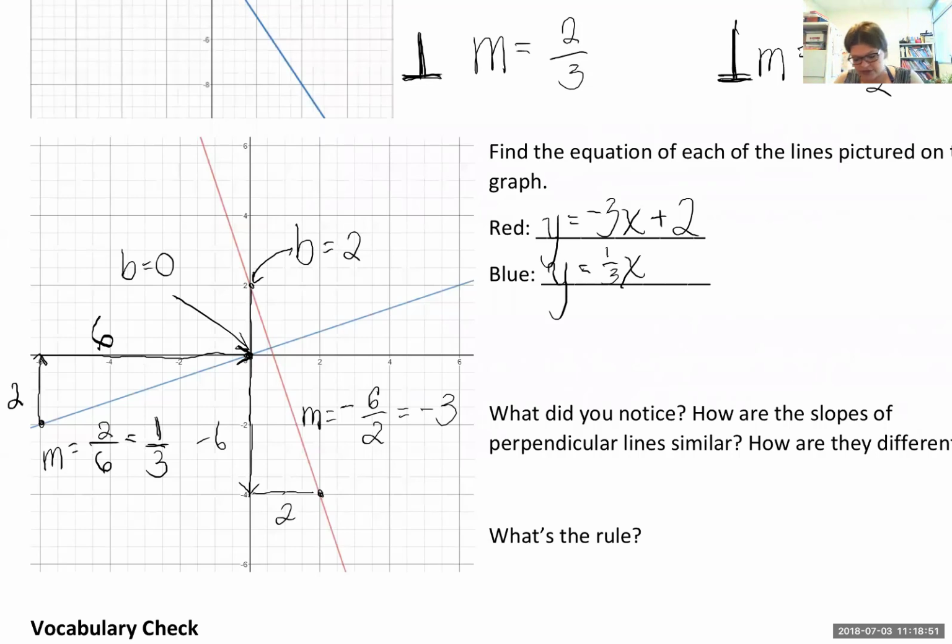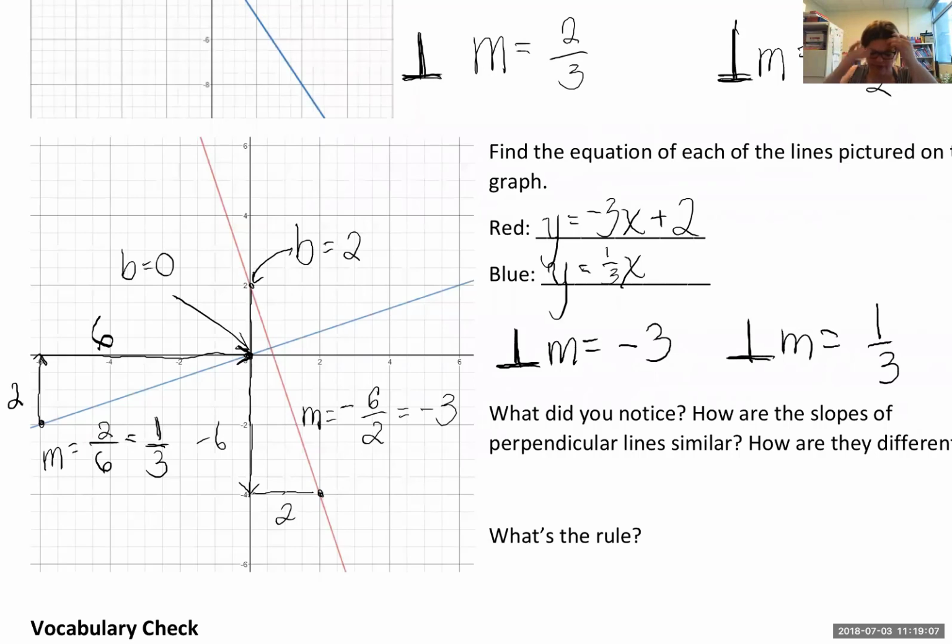Now, once again, I want us to compare the slopes of these two perpendicular lines. When I had one line with a slope of -3, the line that was perpendicular to that had a slope of 1/3. Okay, so the question really is, what did you notice? Did you notice anything about these perpendicular lines? How are the slopes of the perpendicular lines similar?